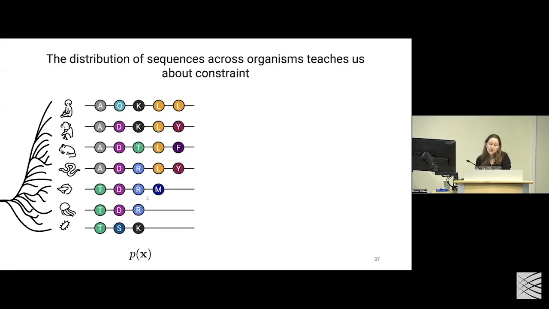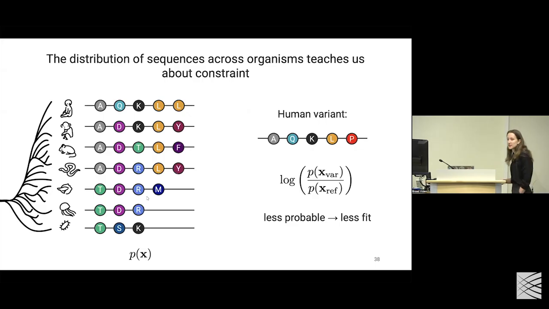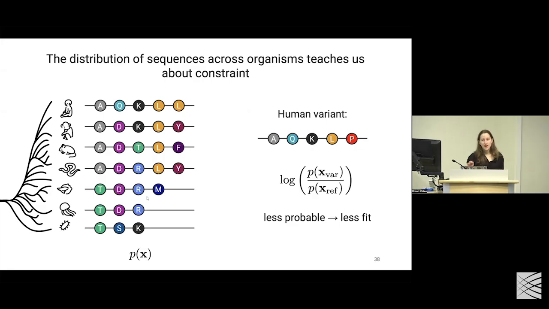So the distribution of sequences across all these organisms teaches us a lot about constraint. Like I just said, here's a mathematical formulation of what I just said. We can think about potentially variants that are less probable, meaning they're less likely to be seen in this learned distribution of sequences we see in evolution. They're less probable, they're probably less fit, and we can create that as a kind of proxy for deleteriousness. A proxy. This is not 100% this is deleterious, this is evidence.